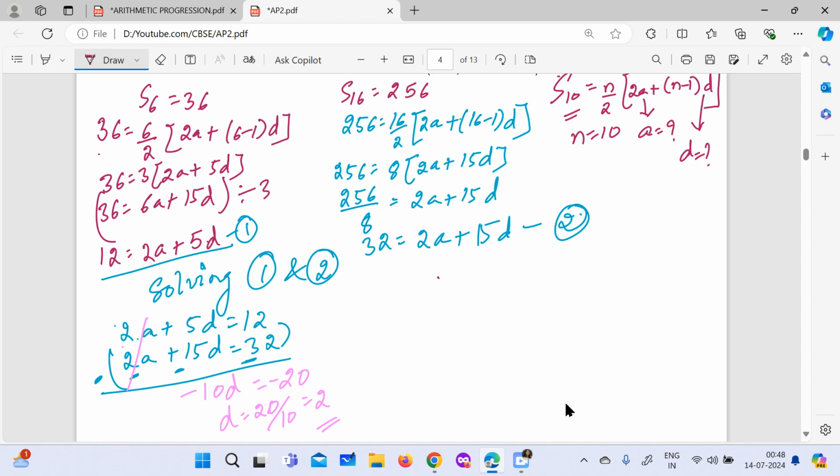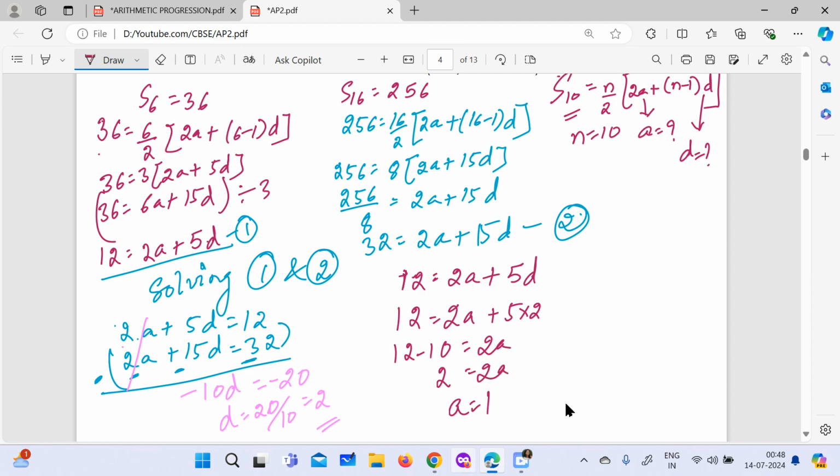So let's consider equation 1, that is 12 equals 2a plus 5d. Now we can substitute the value of d here. So you have 12 equals 2a plus 5 times 2. So you can have 12 minus 10 equals 2a, and then you have 2 equals 2a, and that will give you a equals 1. So we have the value of d now, and we have the value of a also.